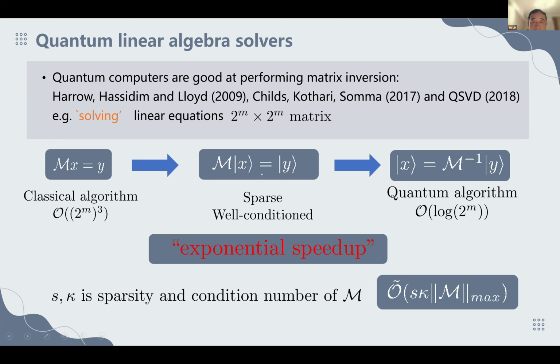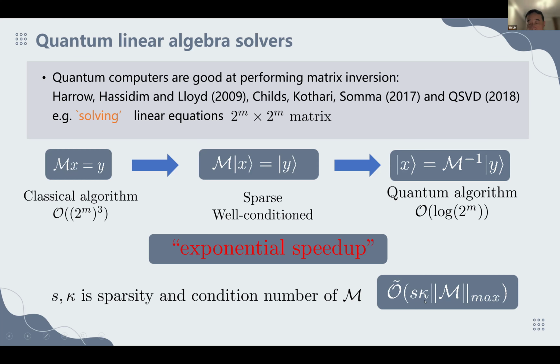While for the quantum algorithm, of course, you have to start with the right-hand side as a quantum state. And then you want to find the quantum state of x. So essentially you solve |x> equals M inverse |y>, all right? And this quantum algorithm has a complexity of log of 2 to the power m. So you really get exponential speedup, all right? And the complexity of this algorithm is like this. So here's O tilde. Tilde means I ignore the logarithmic factor, right? So it depends on the maximum norm of the matrix M. But here the maximum norm is just the largest entry of the matrix in absolute value, okay?